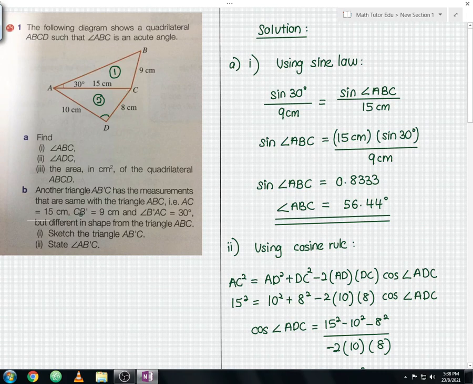Okay, and the length of CB' must also be equal to 9 centimeters. This is the second condition. And the third condition is angle B'AC must be equal to 30 degrees. These are the three conditions that you need to fulfill in order to sketch the triangle AB'C. So I've already sketched the triangle AB'C for you. Let me show you the complete sketch now.